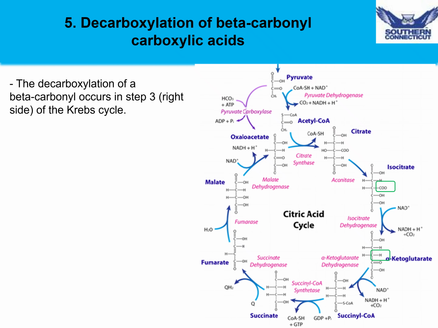The decarboxylation reactions of beta carbonyl carboxylic acids is actually an important biological reaction that occurs in a few places. One of those places is the citric acid cycle, in step 3 of the citric acid cycle. So that refers to going from isocitrate to this alpha-ketoglutarate. Notice that we have highlighted here in green a carboxylate, which is the conjugate base of a carboxylic acid, and that carboxylate is beta to this alcohol.